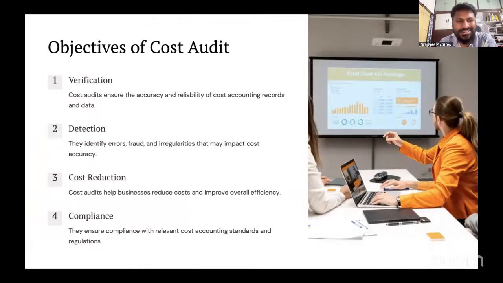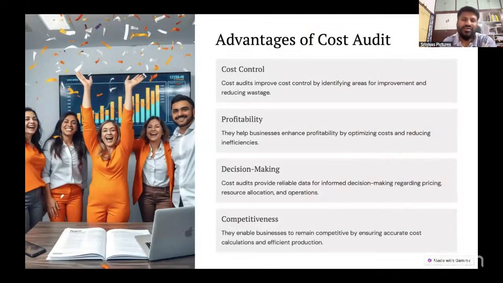Verification means what? Cost audit ensures the accuracy and reliability of the cost accounting records and data. Detection means what? They identify errors, frauds and irregularities that may impact cost accuracy. Cost reduction means what? Cost audit helps the business reduce costs and improve overall efficiency. Compliance: they ensure compliance with relevant cost accounting standards and regulations. What are the advantages?